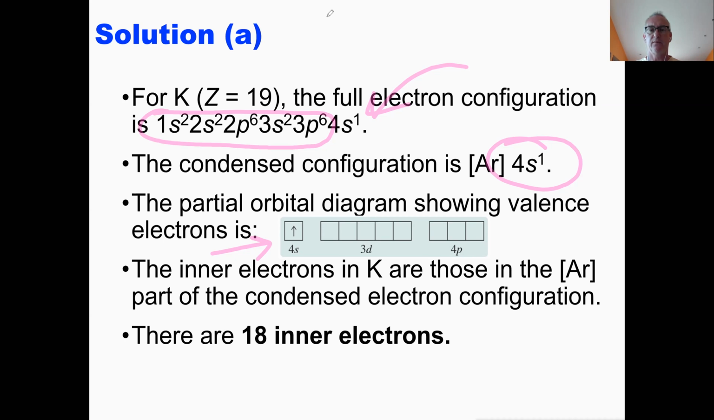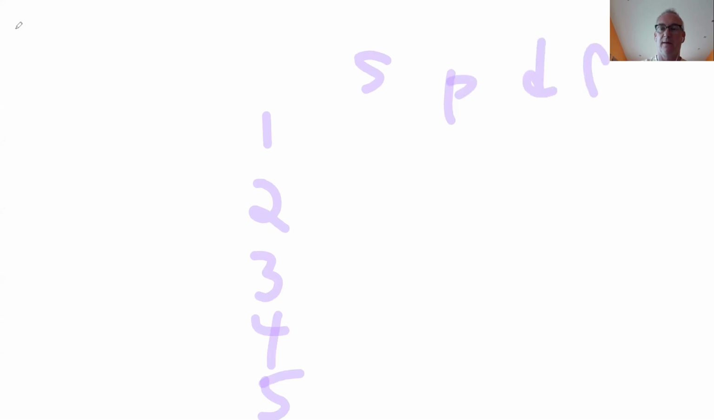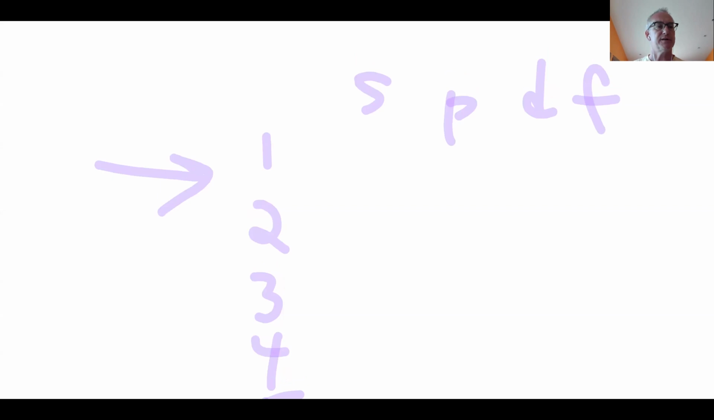Remember, when you wonder what the order is, you make yourself a little diagram. And so the diagram goes like this, if you remember. We go 1, 2, 3, 4, 5, S, P, D, F. And we just basically start filling in the orbitals, or the subshells in each shell. So these are the shells here, and then these are the subshells.